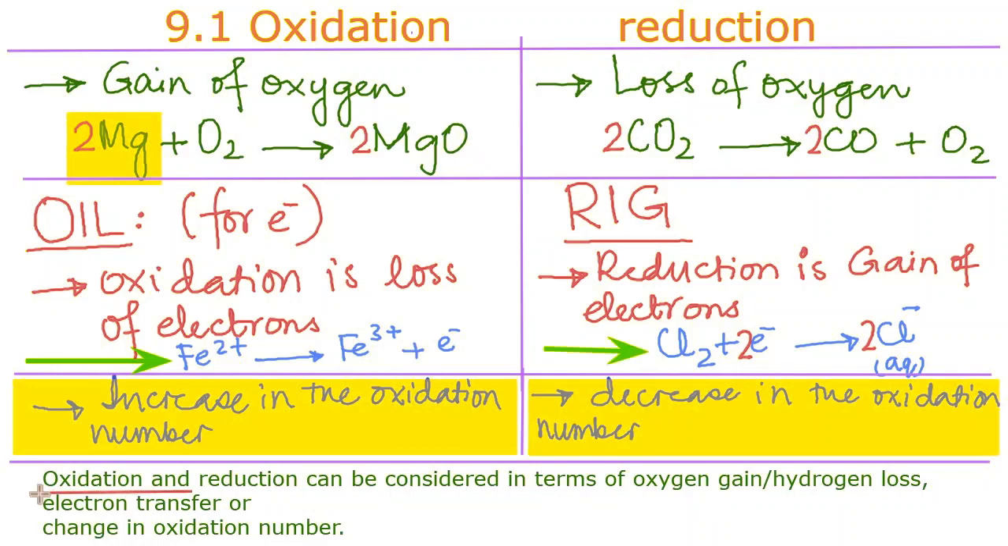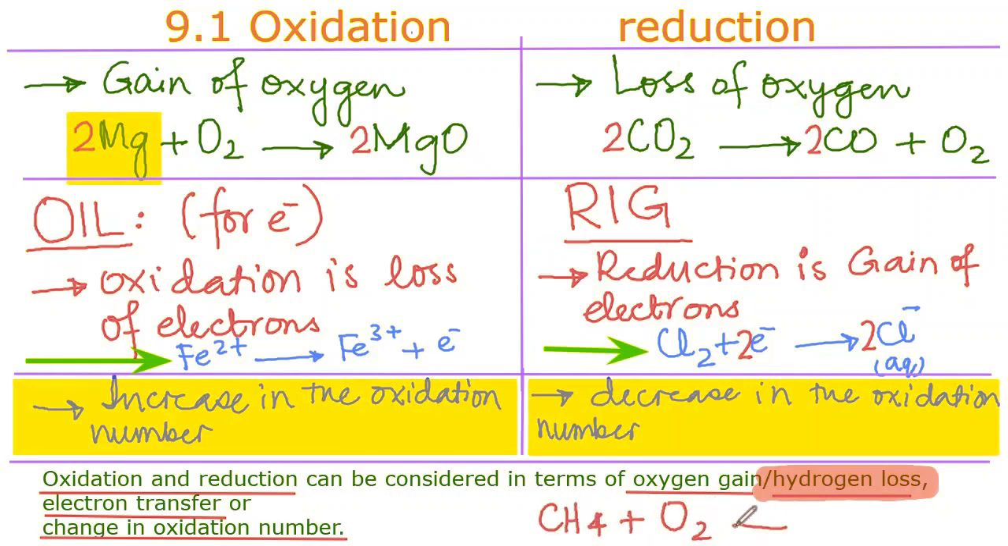So a quick recap: oxidation and reduction can be considered in terms of oxygen gain or hydrogen loss, or electron transfer, or change in the oxidation number. So hydrogen loss can also be considered as oxidation. For example, during the combustion of methane, the carbon atom is going to lose hydrogen and turn into carbon dioxide, and water is also released during this reaction. So during this reaction, the carbon is losing hydrogen, due to which carbon got oxidized.